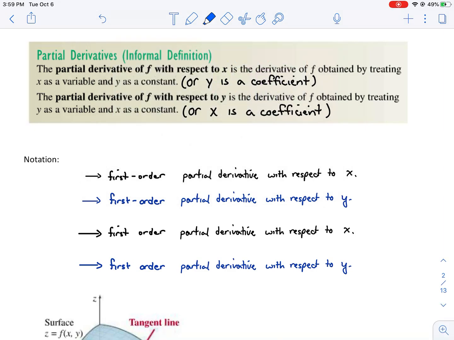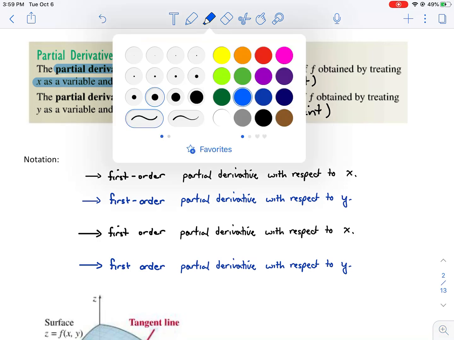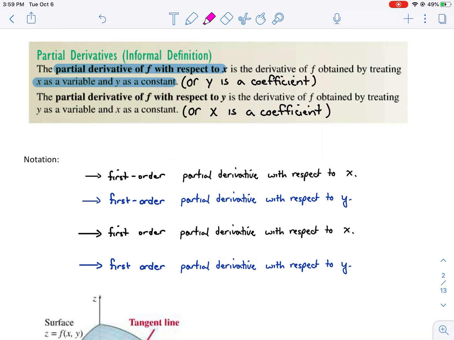We will not be going into the formal definition of a partial derivative in this class, just the informal definition. So here we go. The partial derivative of f with respect to x is the derivative of f obtained by treating x as a variable and y as a constant. Or sometimes you'll hear me say y is a coefficient. The partial derivative of f with respect to y is the derivative of f obtained by treating y as a variable and x as a constant. And sometimes you'll hear me say x is a coefficient.